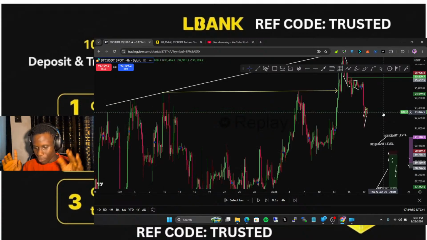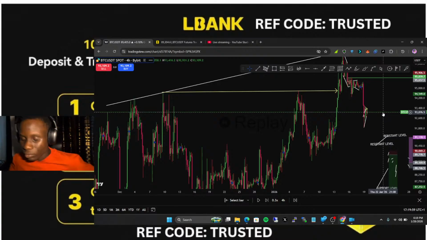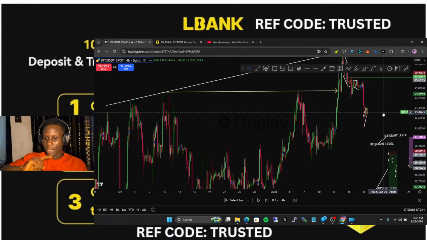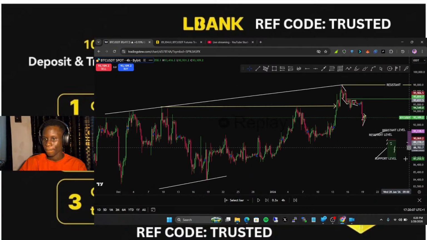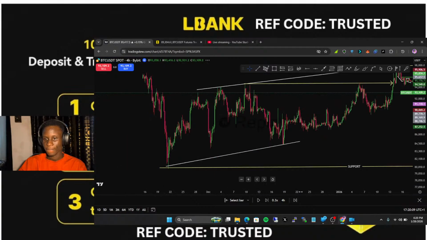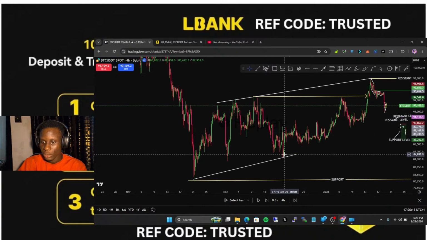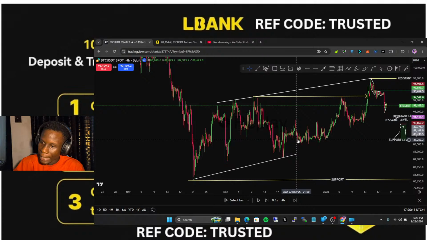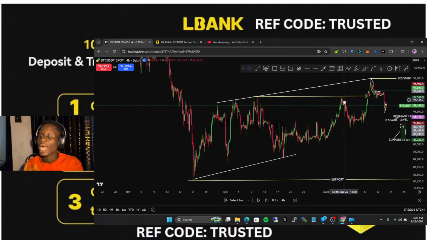Let me break it down in a layman understanding. Whenever you see your resistance and support level, if you look at what is inside here, this is the support level and this is the resistance level. So if market starts buying like this and it got to the resistance level, and immediately it goes to the resistance level, we reject. You just have to sit back, relax, and wait for your continuation to the downside.